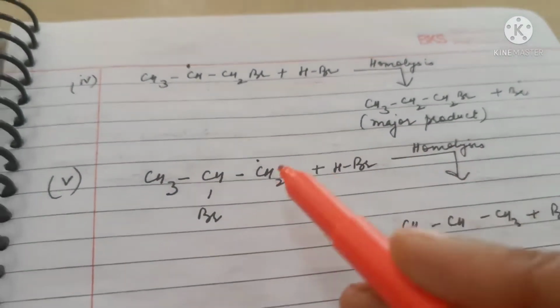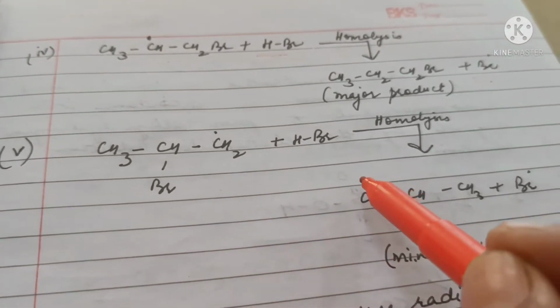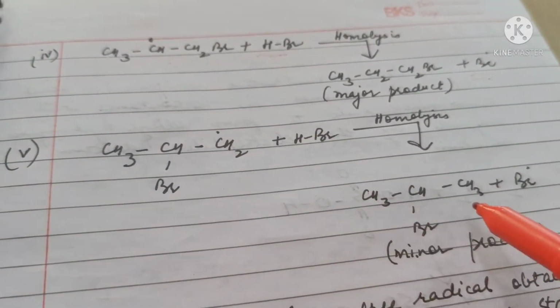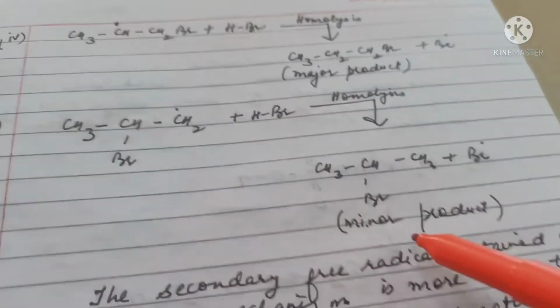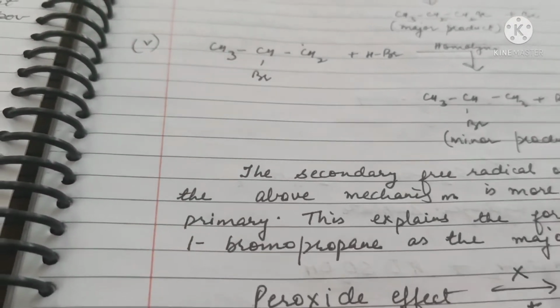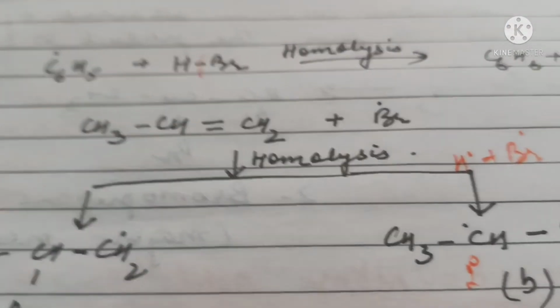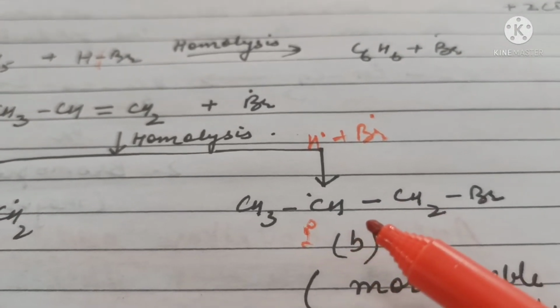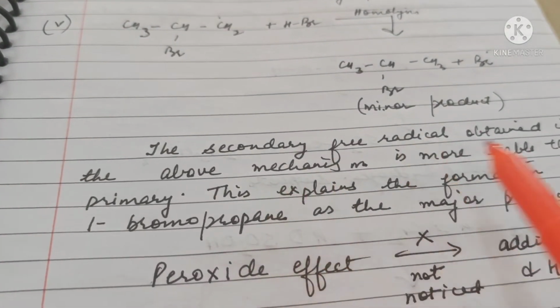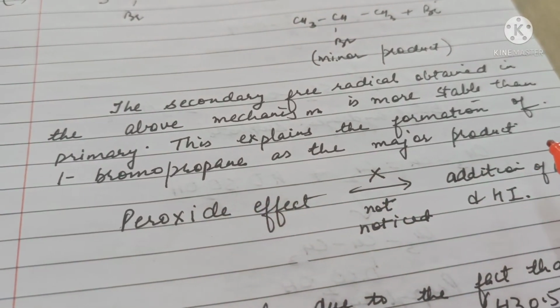Now, if a primary free radical is formed, then in that case, it will take H of the HBr to form minor product. So both major and minor products are also formed in peroxide effect, but the 1-bromopropane will be formed in greater proportions. So secondary free radical obtained is more stable than primary, so 1-bromopropane is the major product.